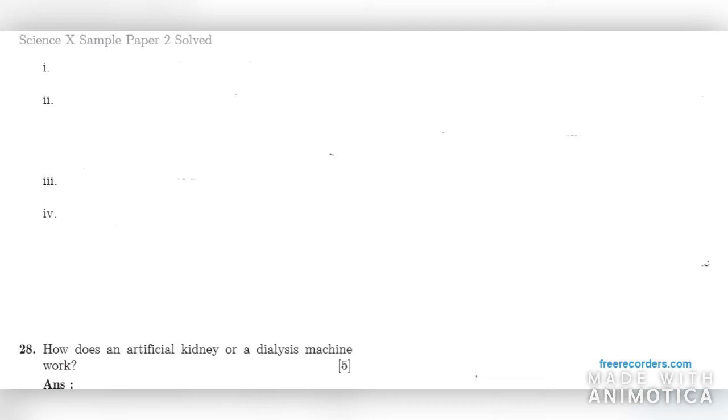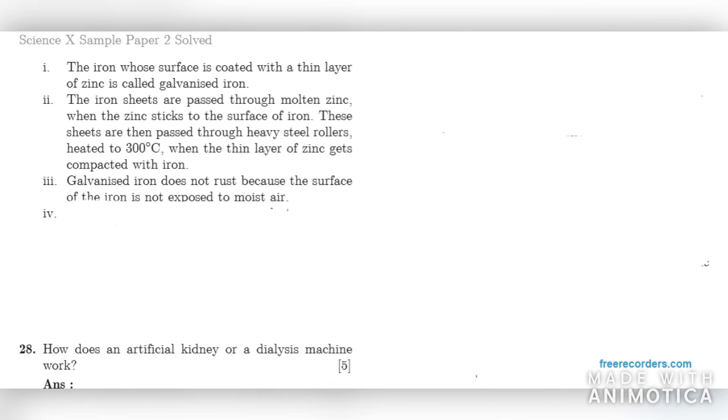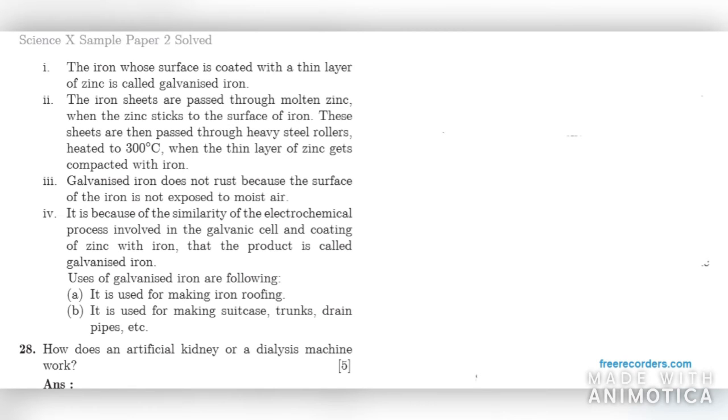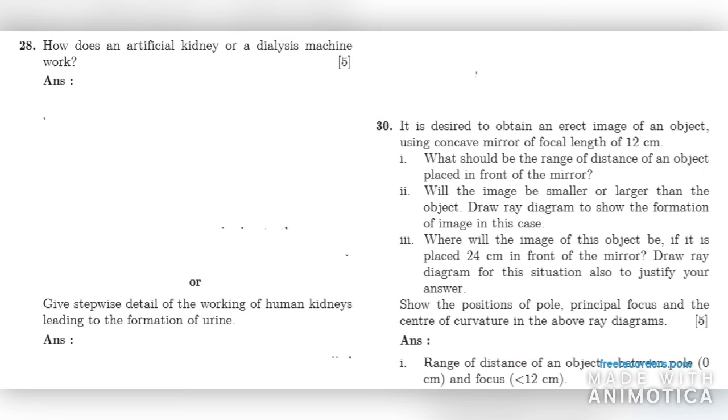I will show you the theory part if you want to write it down. So this is the theory part. Let's start with question number 28. It says, how does an artificial kidney or a dialysis machine work? In this case, first of all write about the artificial kidney, then write explaining the dialysis machine.